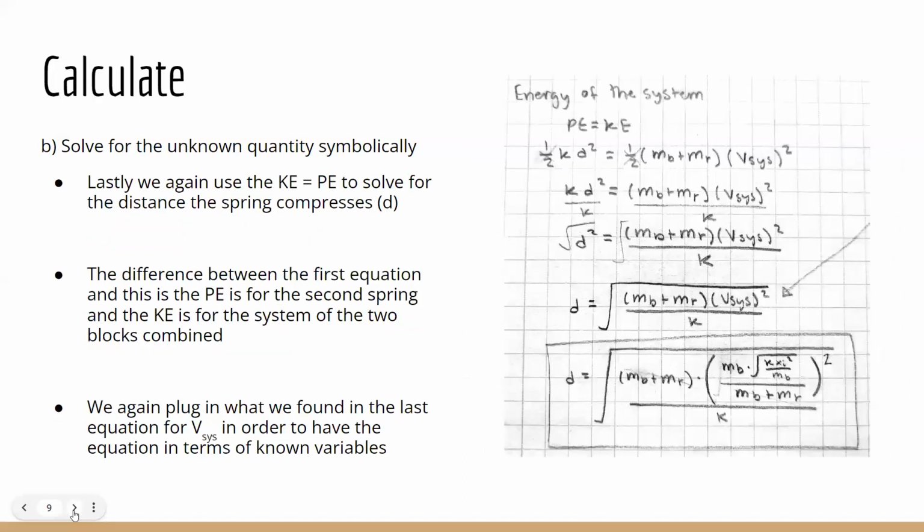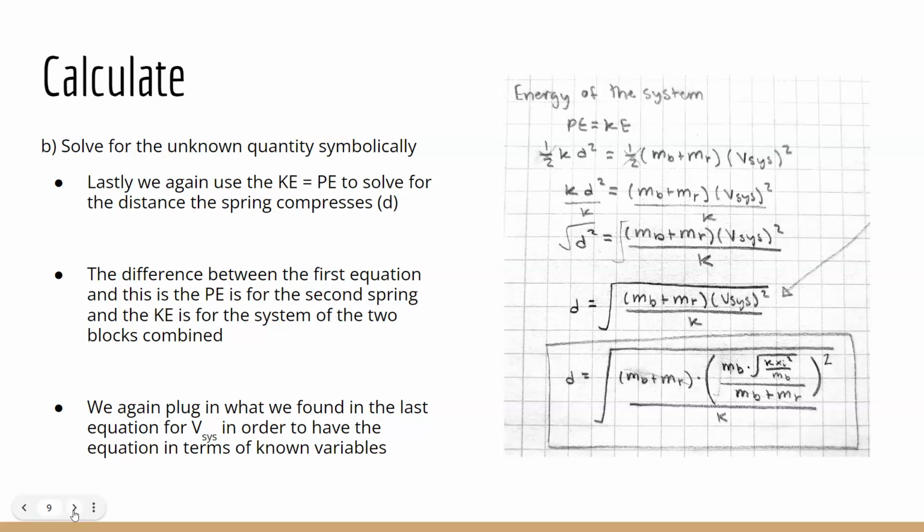And lastly, for the calculation, we again used the kinetic energy is equal to the potential energy to solve for the distance the spring compresses, which was d. The difference between the first equation and this is that the potential for the second is the potential for the second spring, and the kinetic energy is for the system, not just the first block. So it's both the blocks combined.